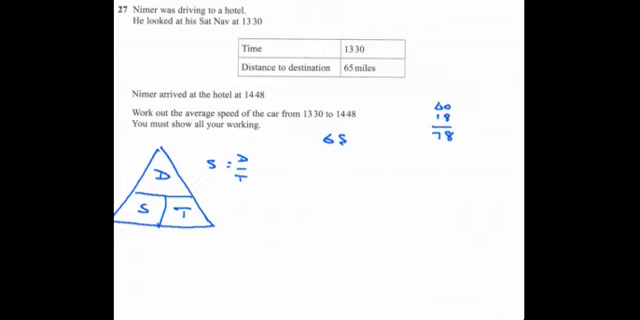Now we want the speed in miles per hour, not miles per minute. So let's convert the 78 minutes into hours, and we do that by dividing it by 60, the answer to which is 1.3 hours. So going back to our calculation, speed is distance divided by time. Distance is 65, time is 1.3. 65 divided by 1.3 equals 50. So his average speed was 50 miles per hour.